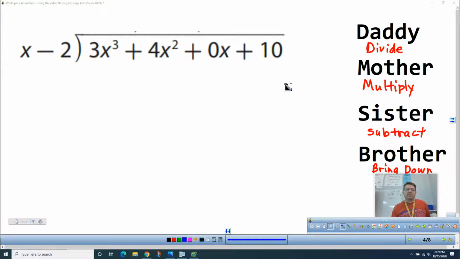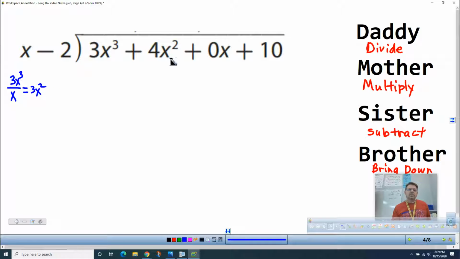All right, so here we go. First step is divide. So we're going to take 3x to the third and divide it by x, so we're going to take this first piece and this first piece here, which gives me 3x squared. So I'm going to go over the x squared term and put 3x. So that's my divide. Daddy, divide.